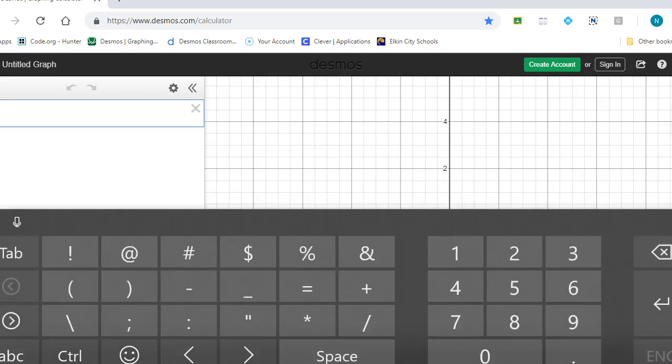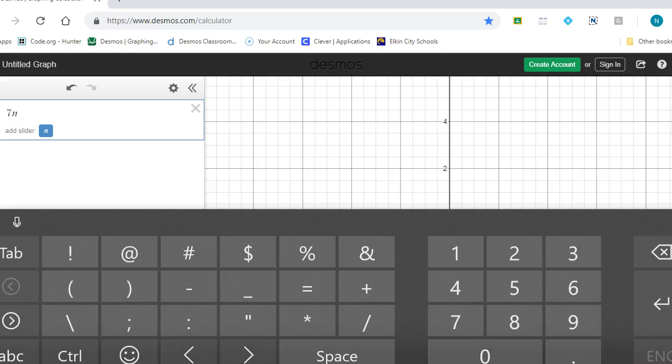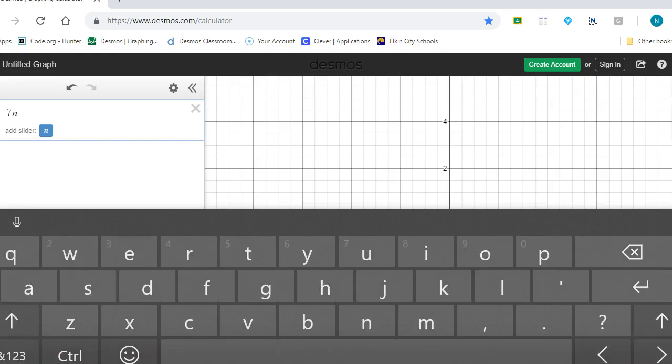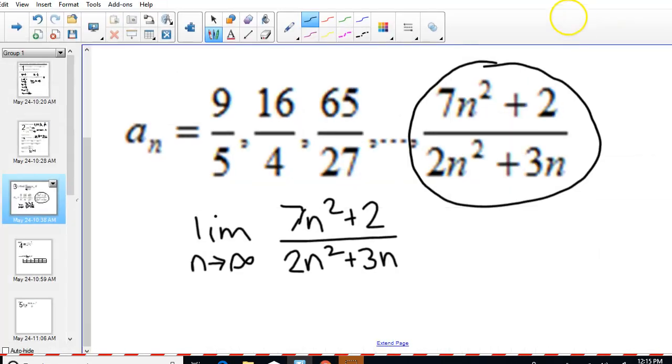Alright, we want 7 and, oh gosh, this is aggravating. This does not work well. Well, I don't know if I know how to type it using this. I might flip this around so I can use my keyboard. I think it'll work.